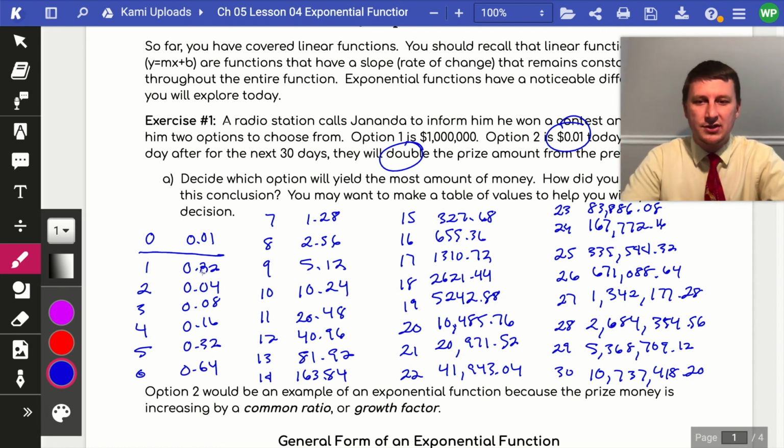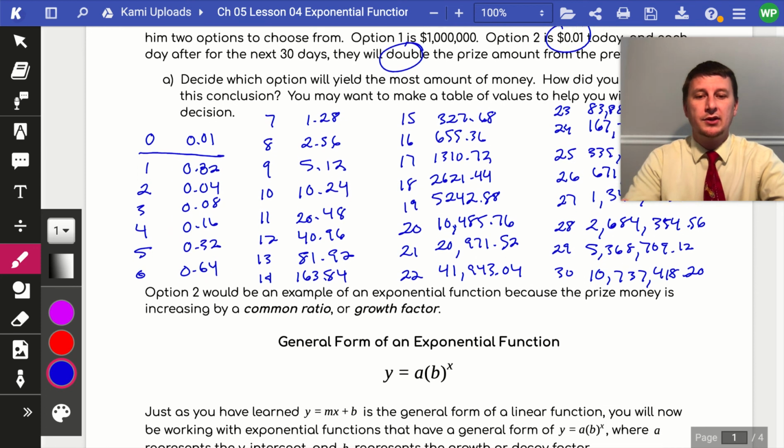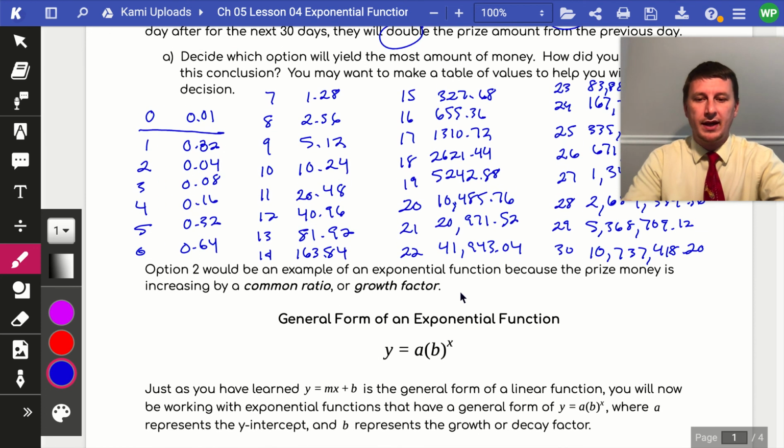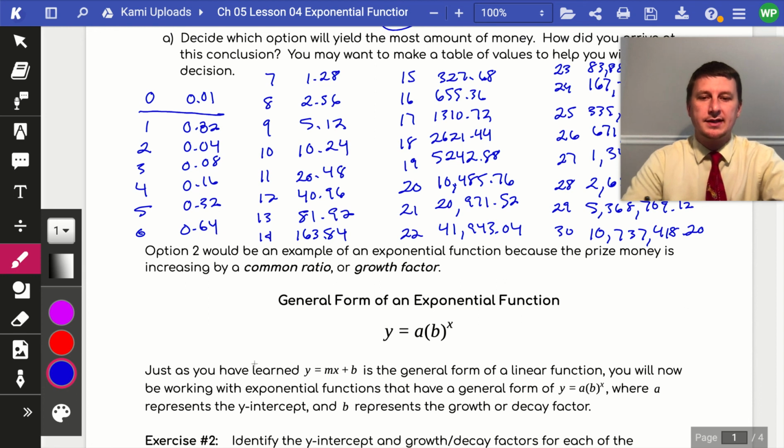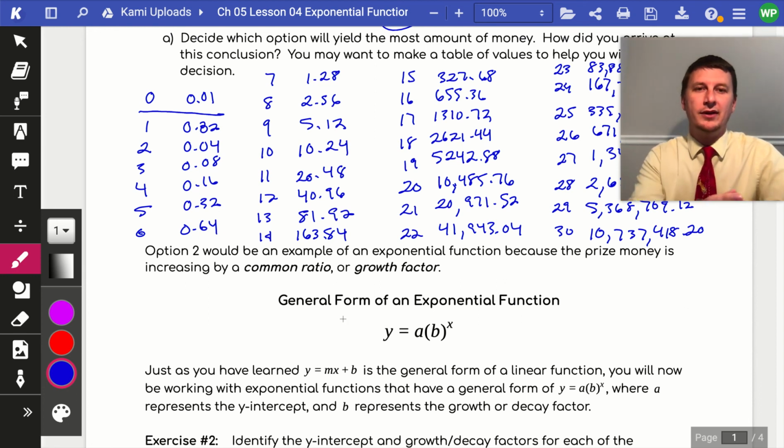This rate of change in the beginning was going up by a penny. Now it's going up by $5 million. That's a lot of pennies. So we could use a general form of an exponential function to represent this information. Y equals a times b to the x. Just as you have learned y equals mx plus b is the general form of a linear function.